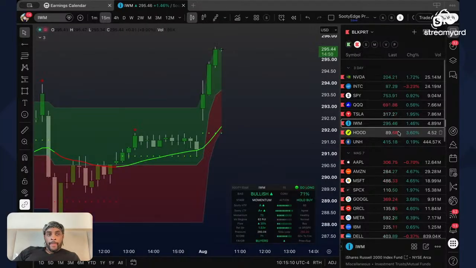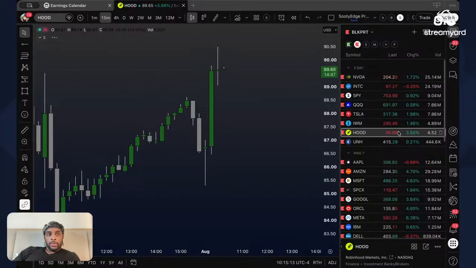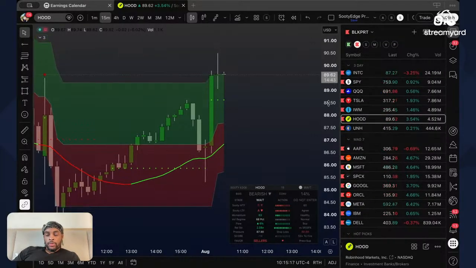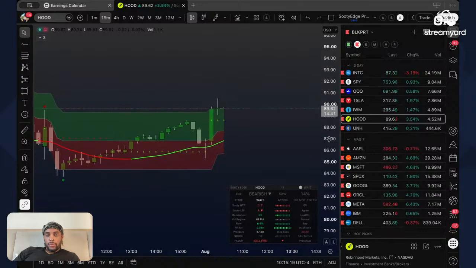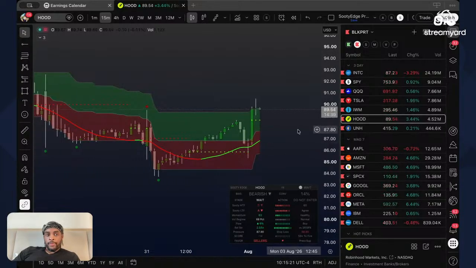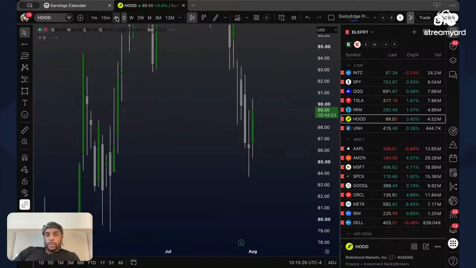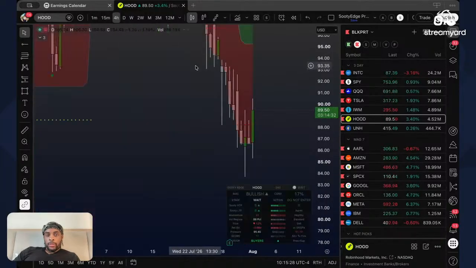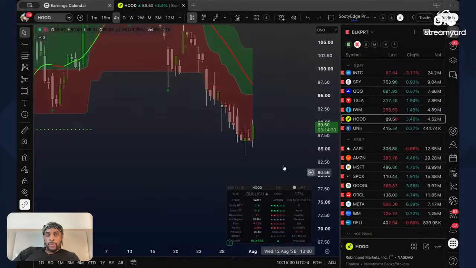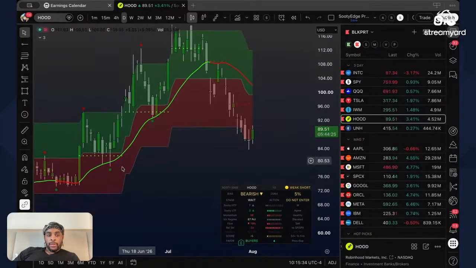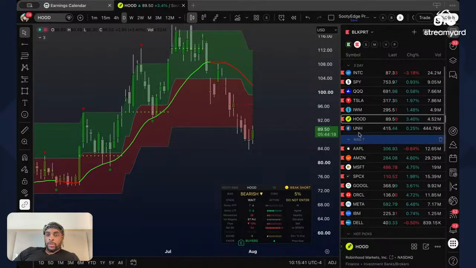Uh, IWM looks good. Hood looks good. Hood on the daily looks good. Hood on the 4 hour, it's not ready yet. Daily is also not ready, honestly. So I would definitely not take those either. It would need to close above the structure point for me to take the long.